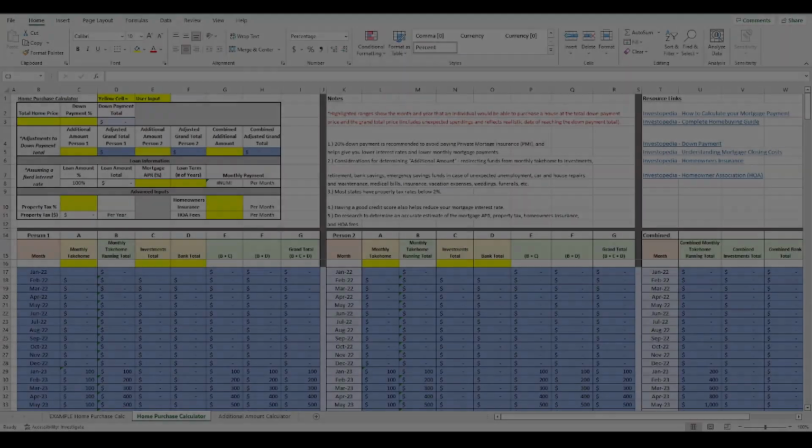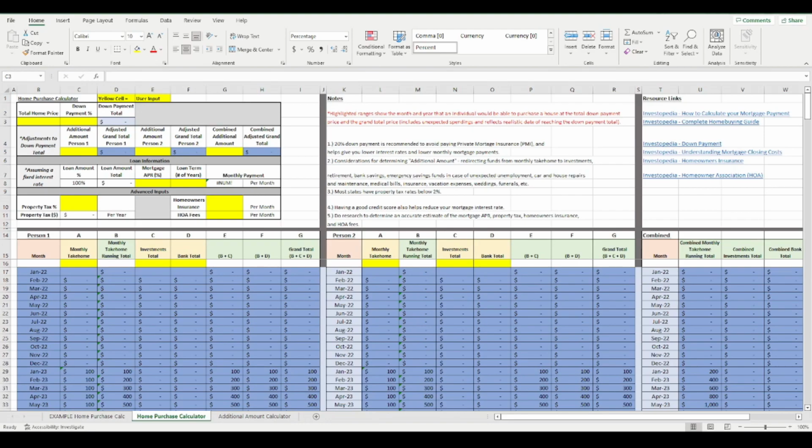Monthly take-home amounts along with asset totals can be inputted for up to 2 people in case the individual plans to team up with another person to purchase a home. I hope the spreadsheet and tutorial is very helpful for everyone. Now it's time to explain how the spreadsheet works.